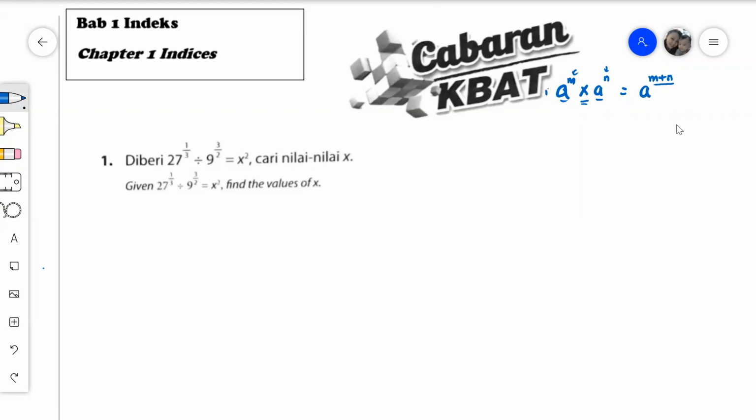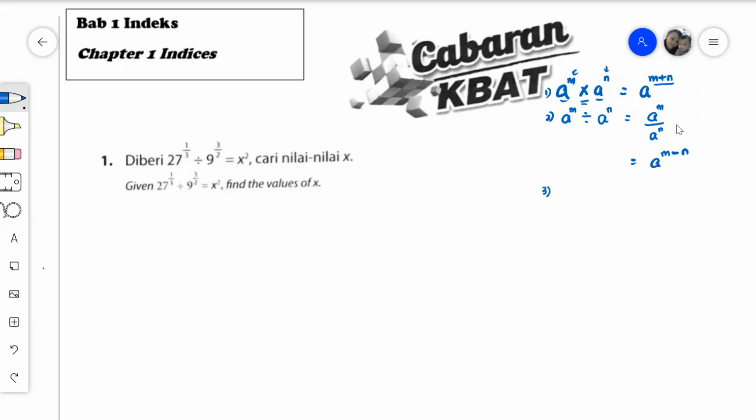The second law of indices will be a to the power of m divided by a to the power of n, or sometimes you see the question written as a to the power of m over a to the power of n. Both mean the same thing, so it will give us a to the power of m minus n.